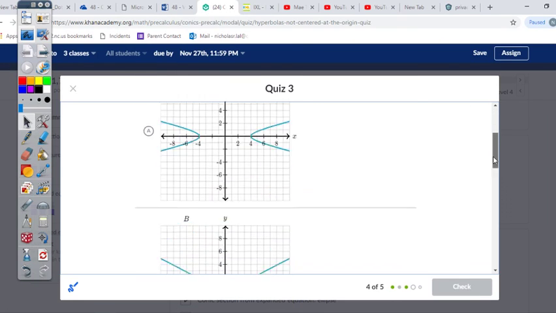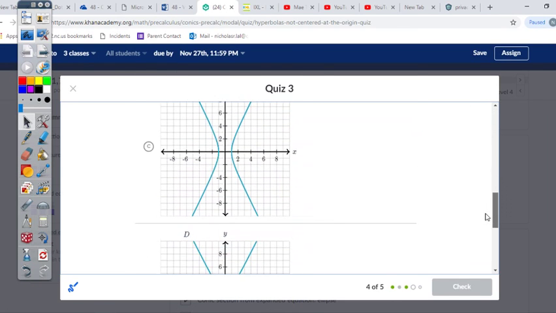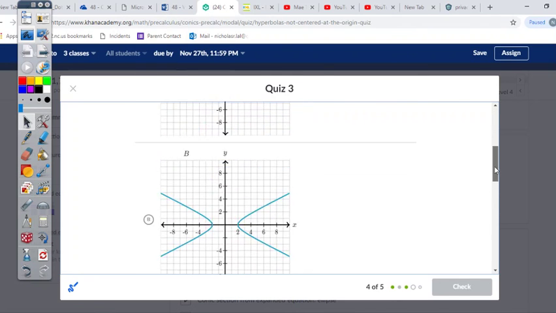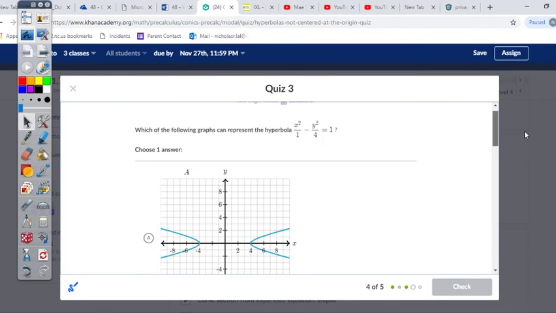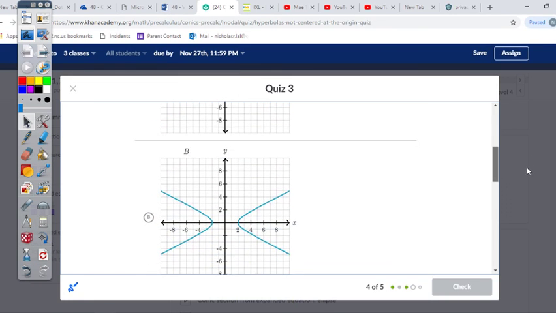So it has to be horizontal, horizontal, horizontal. It's A, B, or C. Set the length of Y.